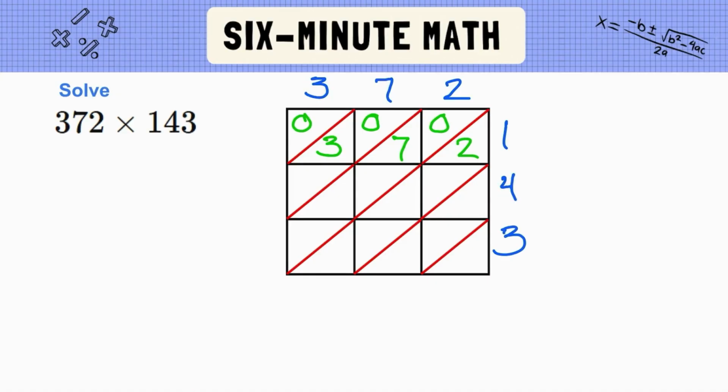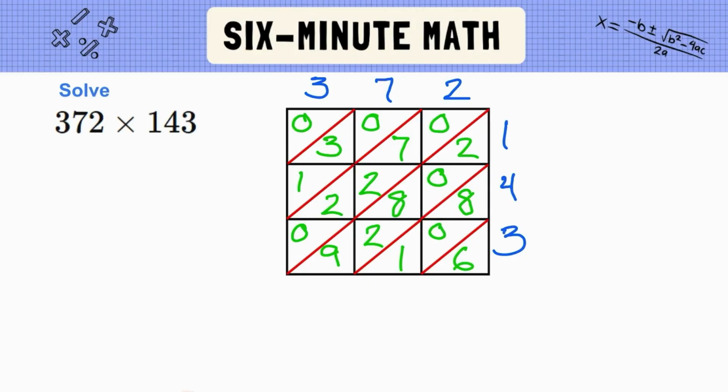3 times 4 is 12. 7 times 4 is 28. And 2 times 4 is 8. Last row here, 3 times 3 is 9. 7 times 3 is 21. And 2 times 3 is 6.